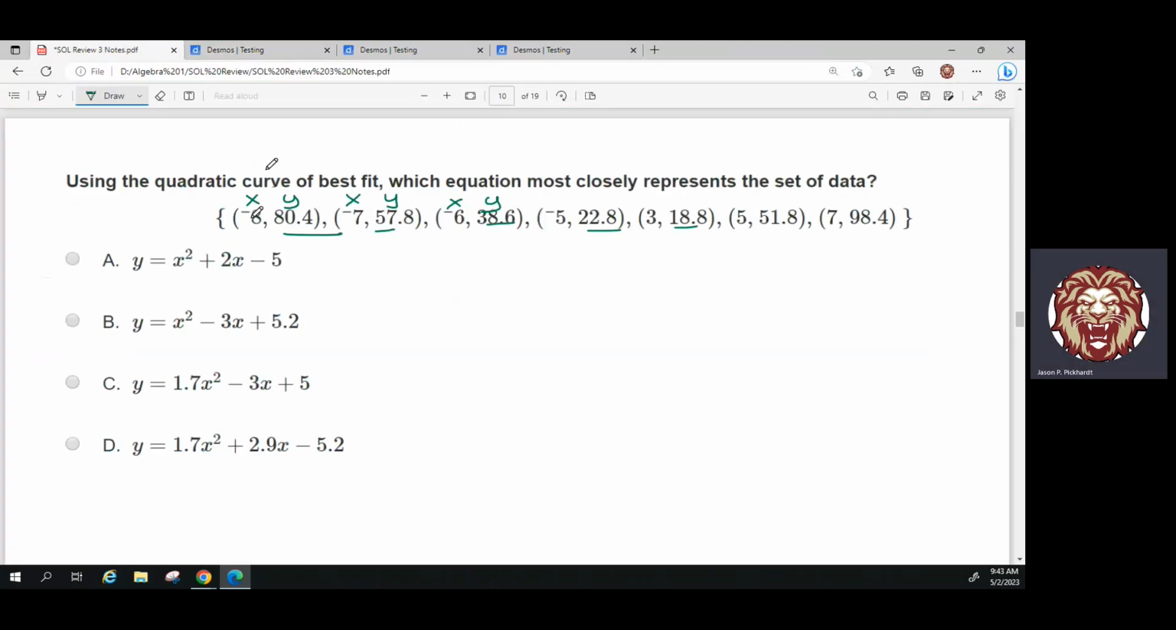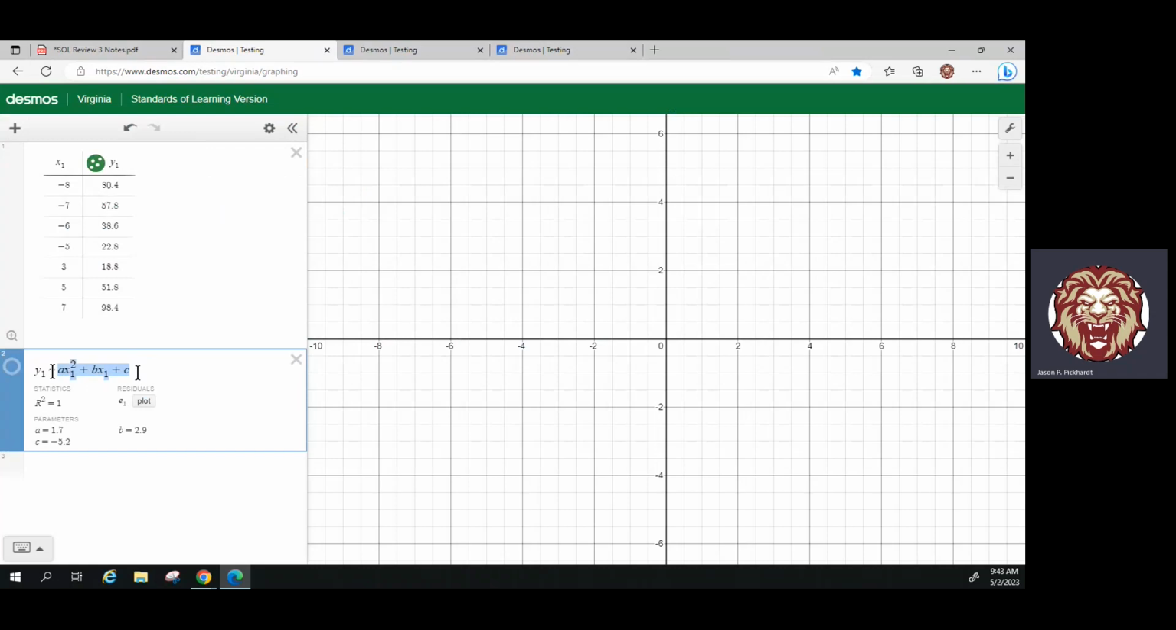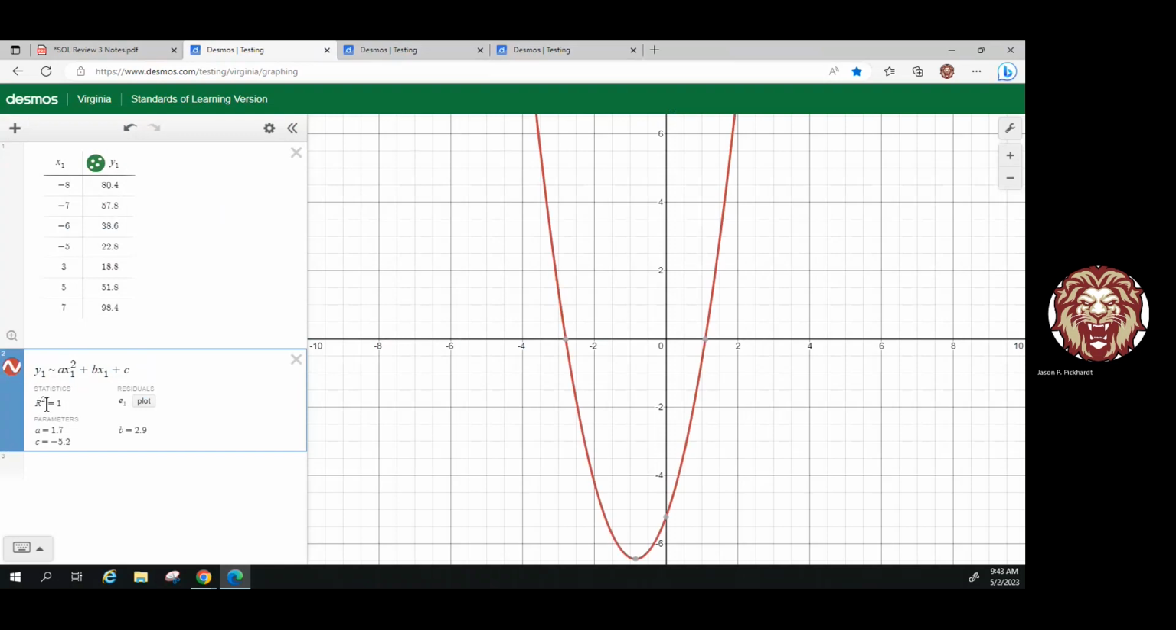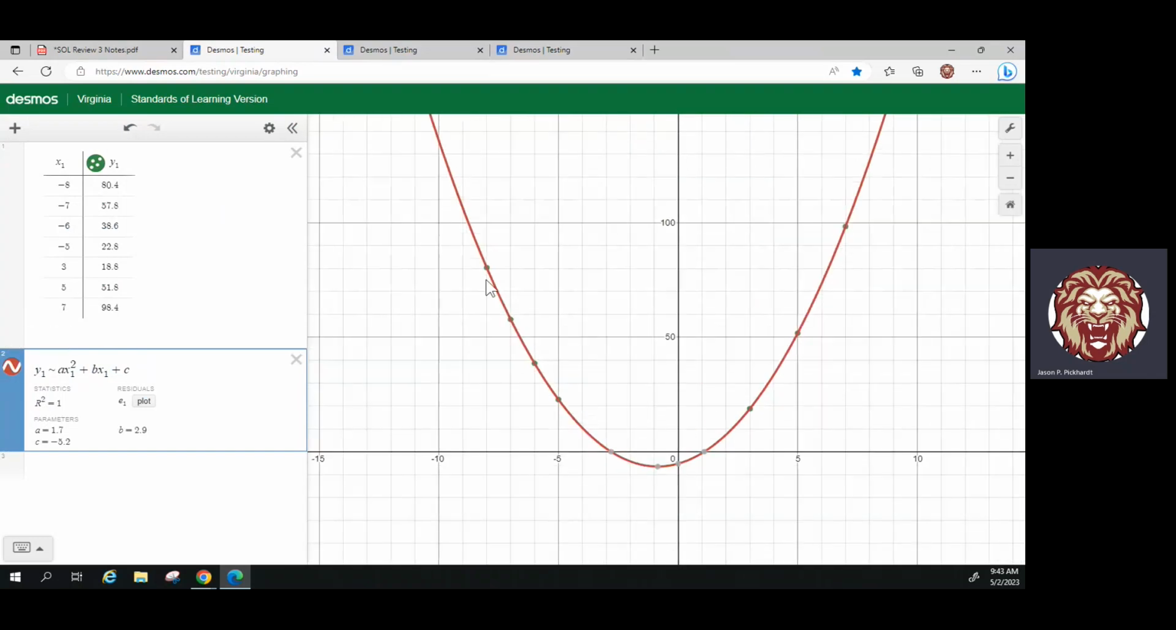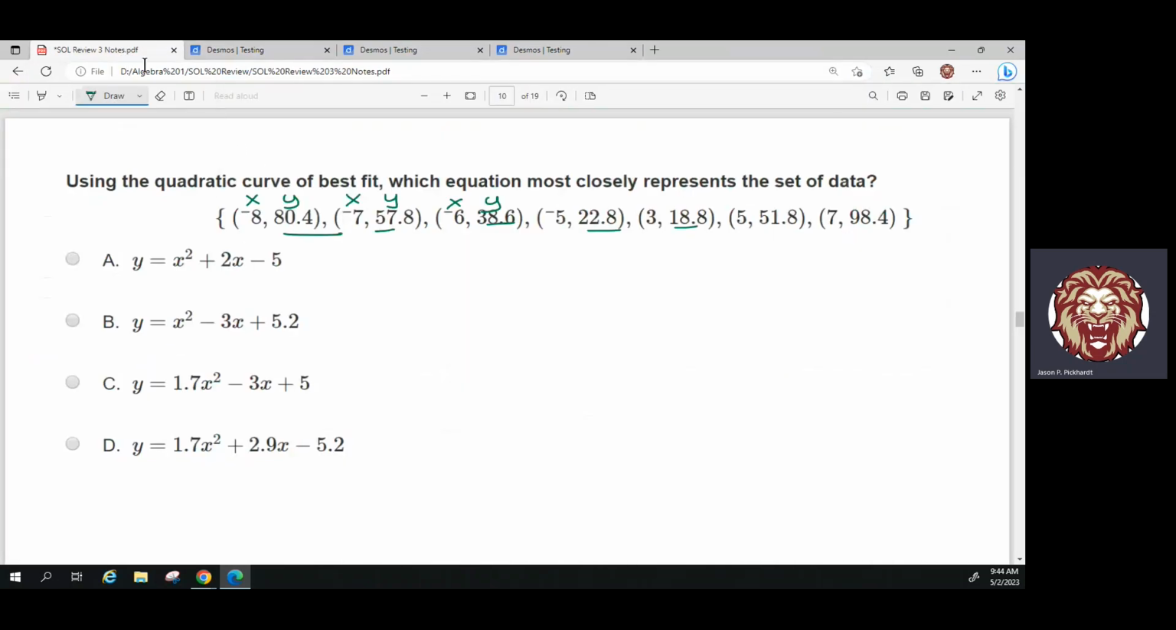They tell us this is a curve of best fit problem. So that means we want to type this special equation in. Again, remember that this X and that Y should both have a 1 on them so that they can coordinate with the ones we put down here. It will graph a curve. If I can't see these data points, I'm just going to click the zoom fit and you can see that that curve goes right through those points. And it gives me the values for A, B, and C. So A is 1.7, B is 2.9, and C is negative 5.2.